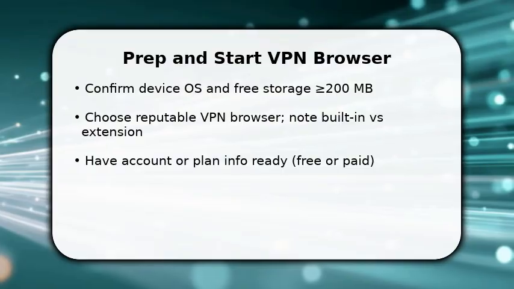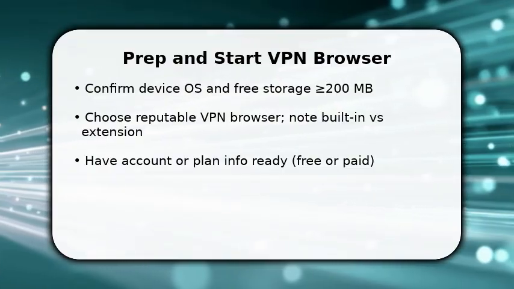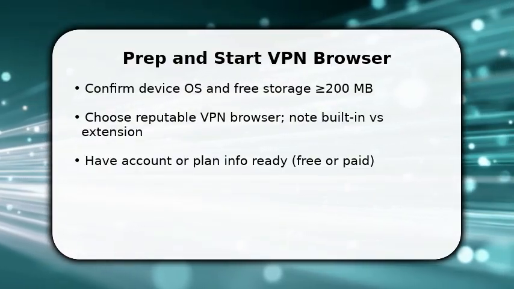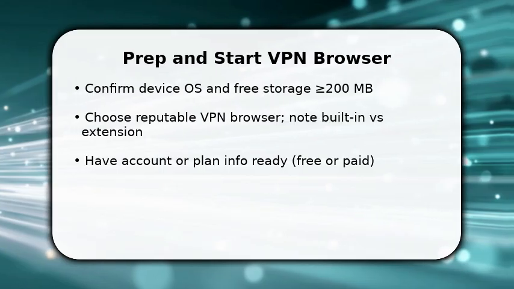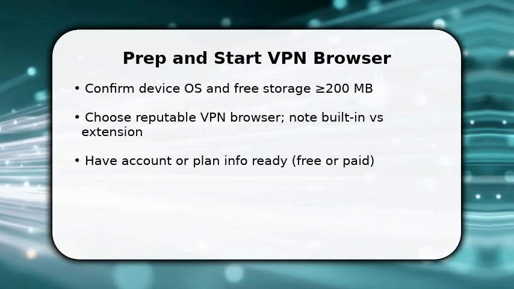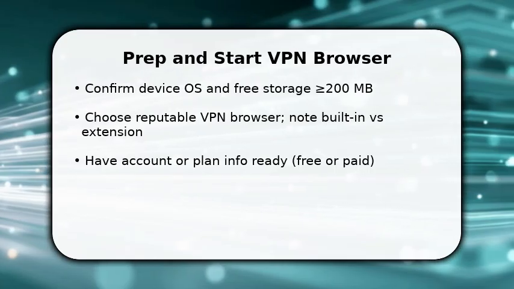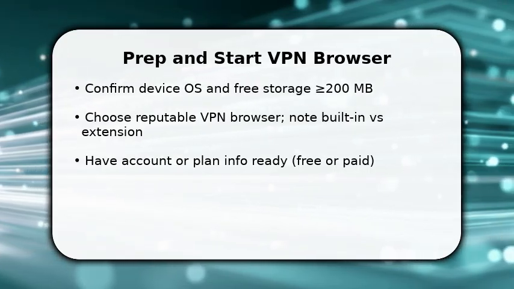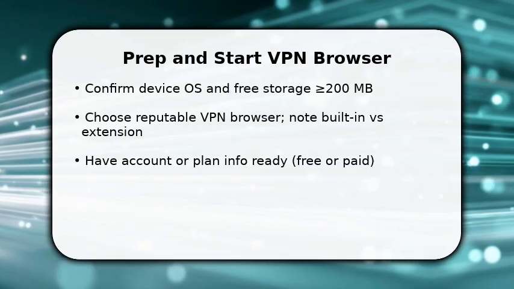You begin by checking essentials: device OS, storage, and whether you want a free or paid plan. Once done, open your app store or browser and search for a reputable VPN browser. Tap Install or Add Extension. Make sure permissions requested match network use.